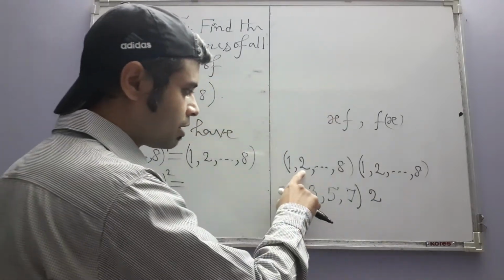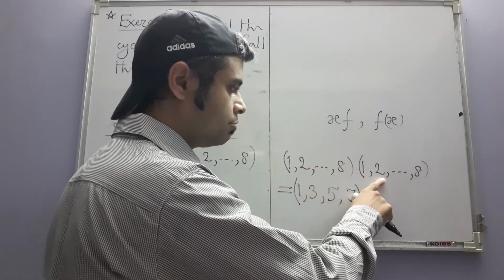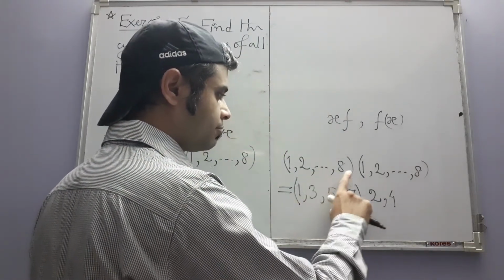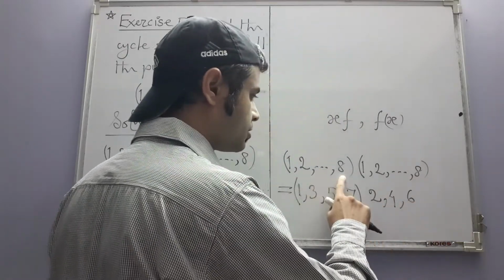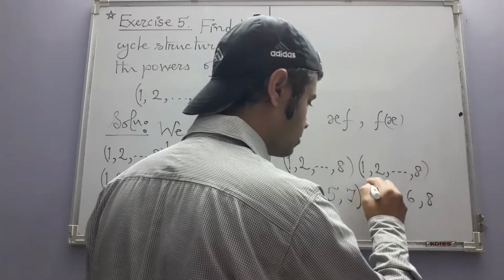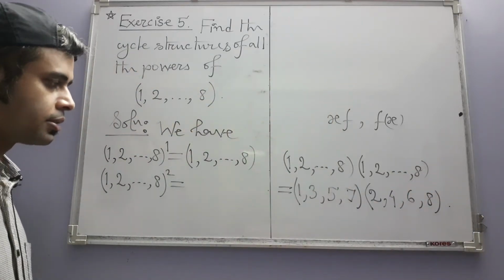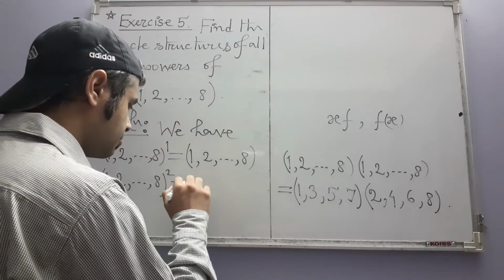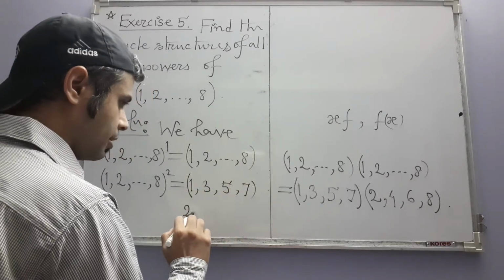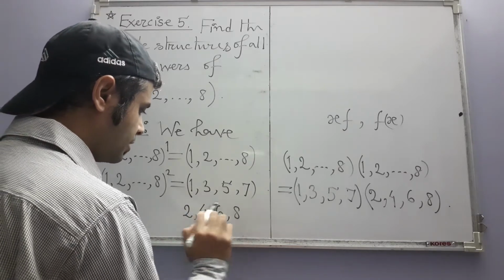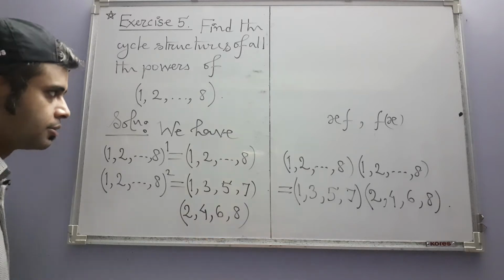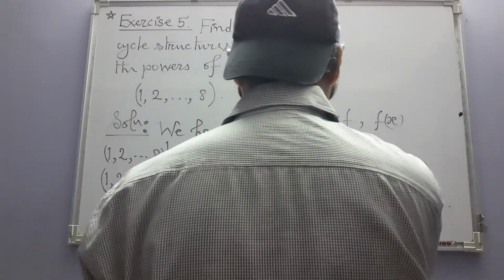Then we proceed with 2. This one sends 2 to 3, and then that 3 is sent to 4 by this second one. So 2 goes to 4. 4 goes to 5, 5 goes to 6, 6 to 7, 7 to 8, 8 to 1, 1 to 2, so that means 8 comes back to 2. So this is the cycle structure of the second power. So we write like this: 1 3 5 7 times 2 4 6 8. And whenever we are calculating cycle structure, you already know that these are going to be disjoint cycles, which they are in this case. So next we calculate the higher powers.